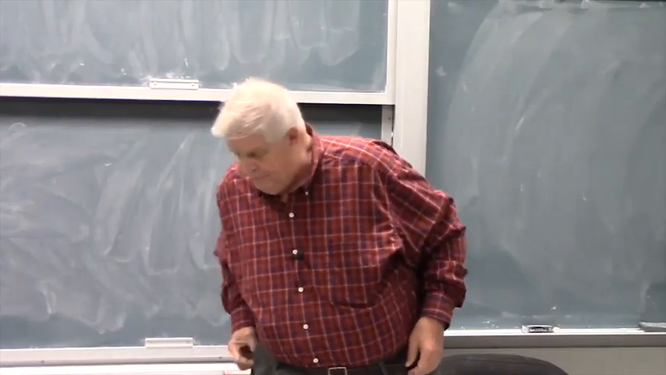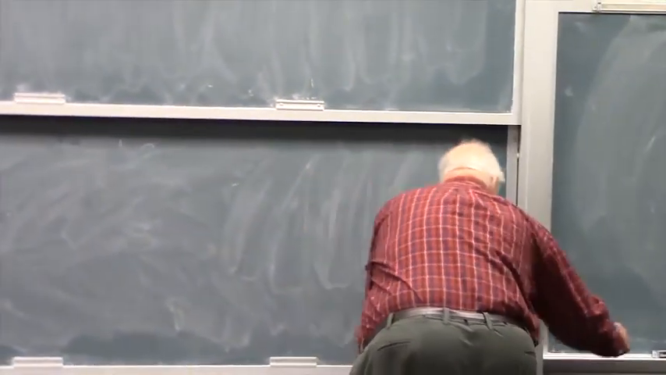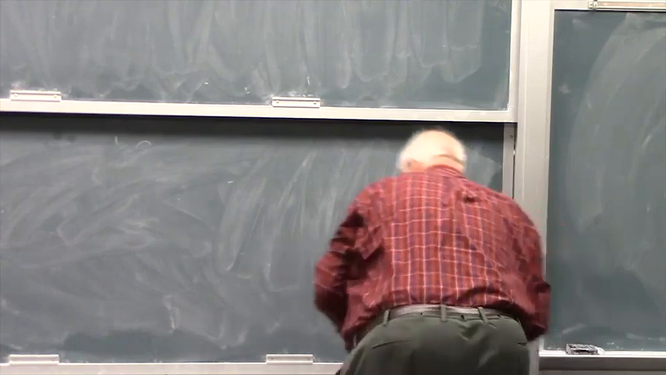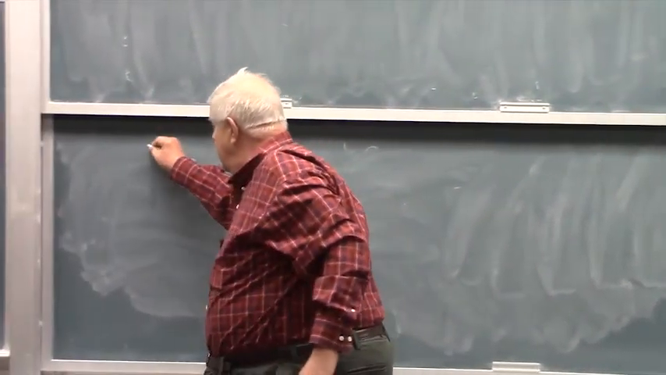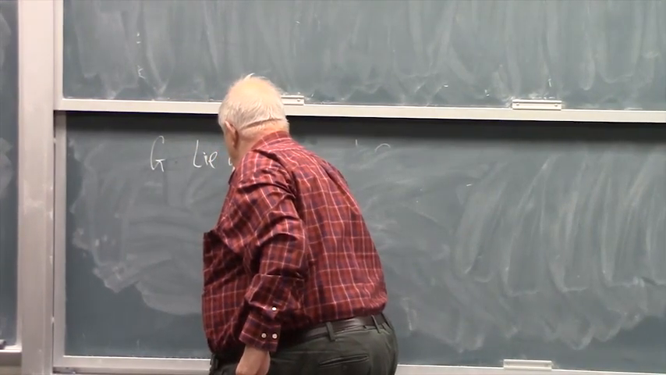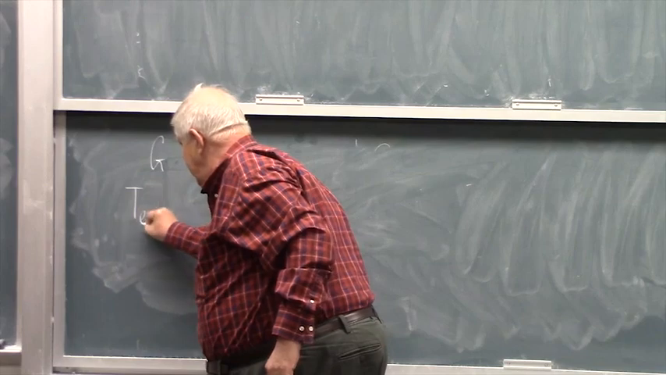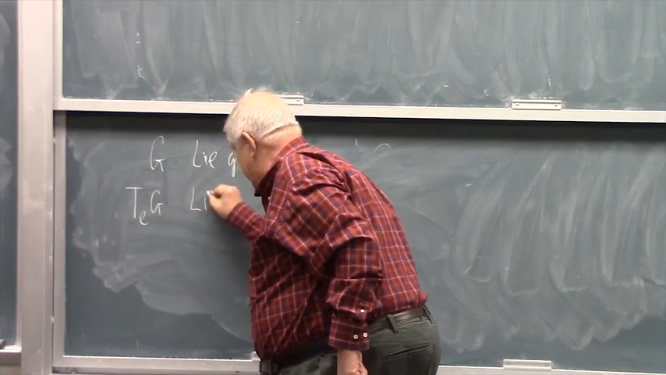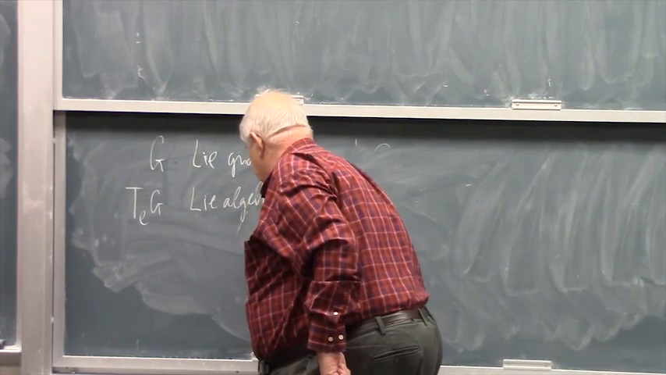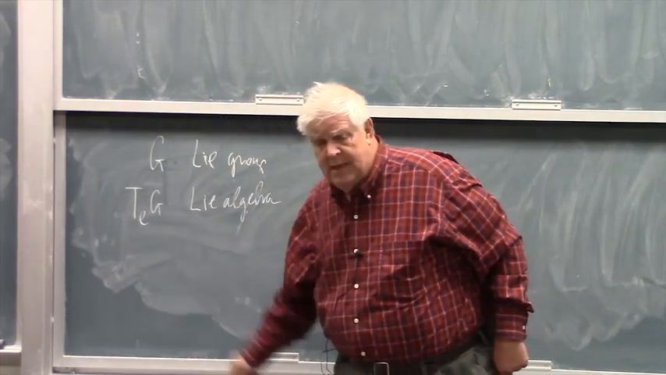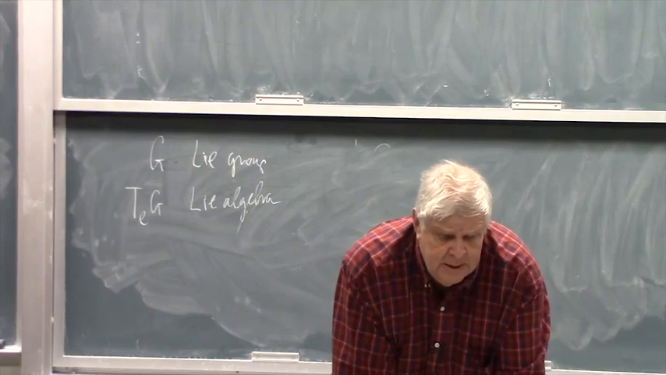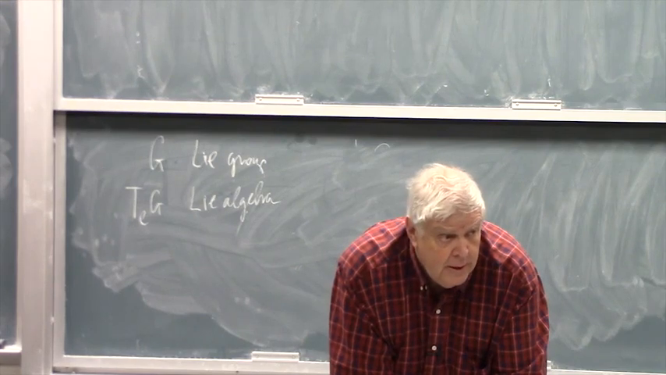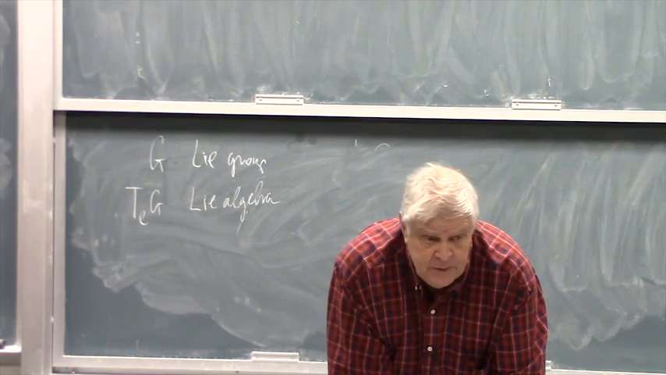Last time I explained to you that for any Lie group G, the tangent space at E, T_E G, acquires a structure of a Lie algebra, which means that this space has a binary bilinear operation, the commutator, which satisfies two unusual conditions.